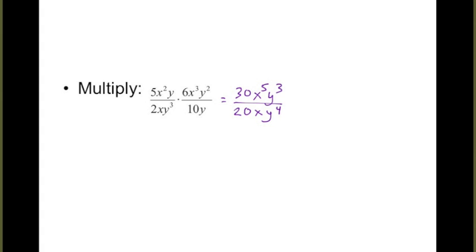Then since this is all multiplying, there's no pluses and minuses, we can reduce any part of it that matches. So I can reduce the 30 and 20 to just get 3 over 2. If I have 1 x on bottom and 5 on top, I can cancel out one of those to have just 4 left on top. And if I have 3 y's on top and 4 on bottom, I can cancel them out and I'll have just 1 y left over on bottom.